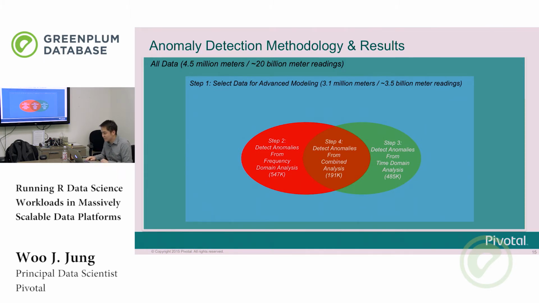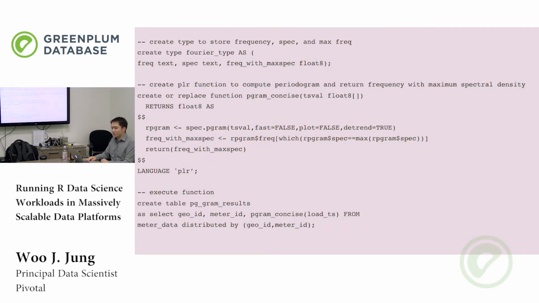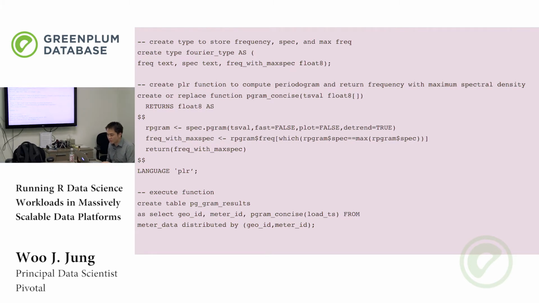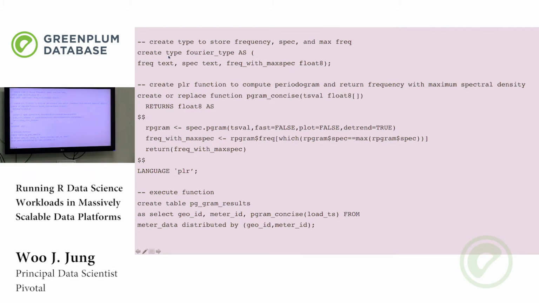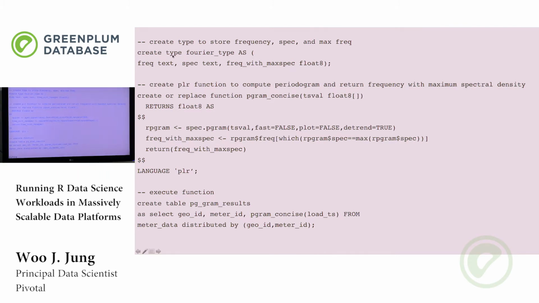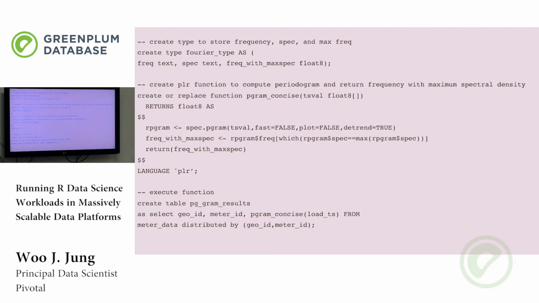And in the context of this talk, I wanted to also show some PLR code that we use to actually go about and do this, right? As we saw before in the examples in the previous section, we started by creating a type to store the frequency spec and max frequency estimates that are coming out of, let's say, an FFT routine. We know in advance that these are the three types of things that we need to capture back from a fast Fourier transform routine, right?